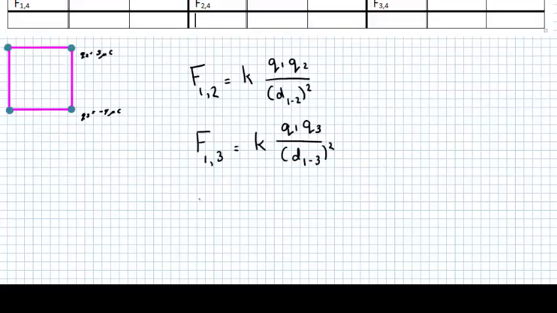You can see that I'm writing the force on charge 1 by charge 4, and then I'm putting in Coulomb's law: Coulomb's constant K, times charge 1, Q1, times charge 4, Q4, divided by the distance from 1 to 4 squared. I'm going to do that for all the charges.